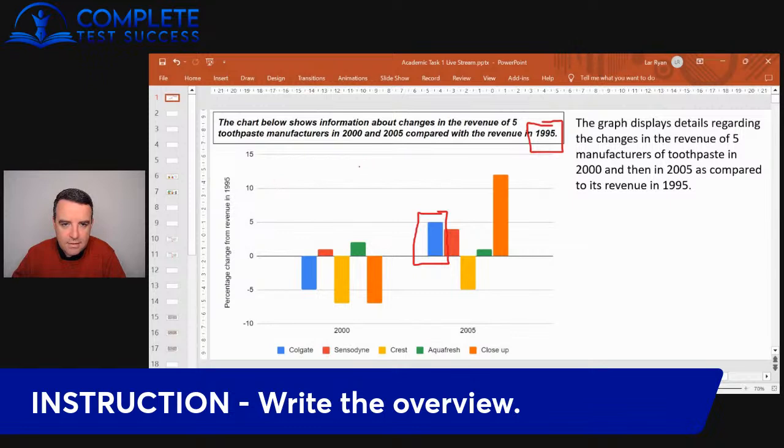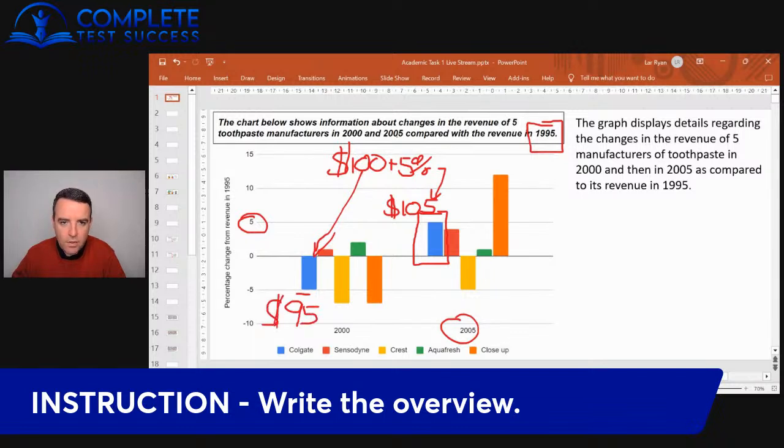So say the revenue in 1995 for Colgate was $100. Of course, it's not going to be that. So what we would say then was that in 2005, it was 5% higher. So plus 5%, because it's 5% higher. These are percentages. So then obviously in this year, it would be 105. But in this year, it was 5% lower. So that would mean it's 100 less 5%. So this year would be 95.